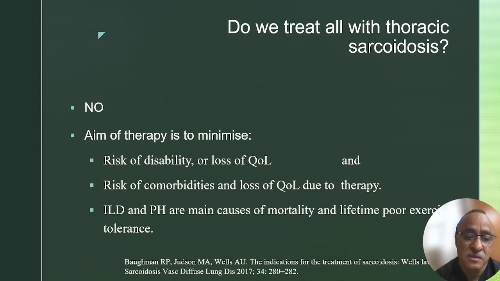We have to balance this treatment against the risk of comorbidities and loss of quality of life as a result of the therapy itself, because the therapy that we give, primarily glucocorticoids, has a number of side effects on many systems of the body, and we have to balance the harm versus the benefit. It will be prudent to say that interstitial lung disease and pulmonary hypertension are the main causes of mortality and poor exercise tolerance. So it affects the survival as well as the quality of life in patients with sarcoidosis.